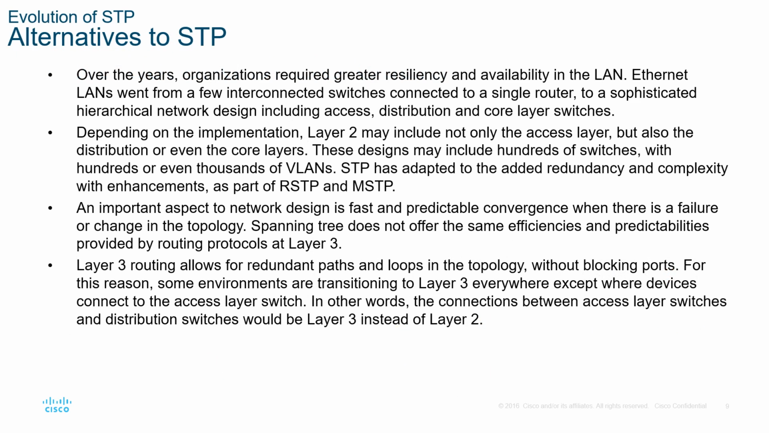Over the years, organizations require greater resiliency and availability in the LAN. An important aspect of network design is fast and predictable convergence when there is a failure or change in the topology. However, spanning tree does not offer the same efficiencies and predictability provided by routing protocols at layer 3. Layer 3 routing allows redundant paths and loops in the topology without blocking the port. So this is something that you need to understand.